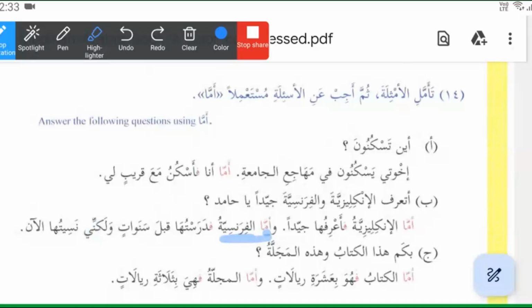Fadarastuha, darasa yadrusu. Darastu means I studied. Darastuha, I studied the French. Qabla sanawatin, few years ago. Walakinni, but I, nasituha, I forgot it. Al-an, now.